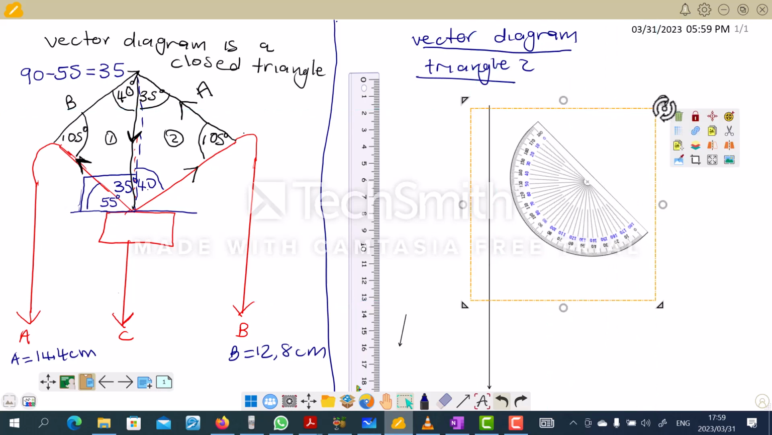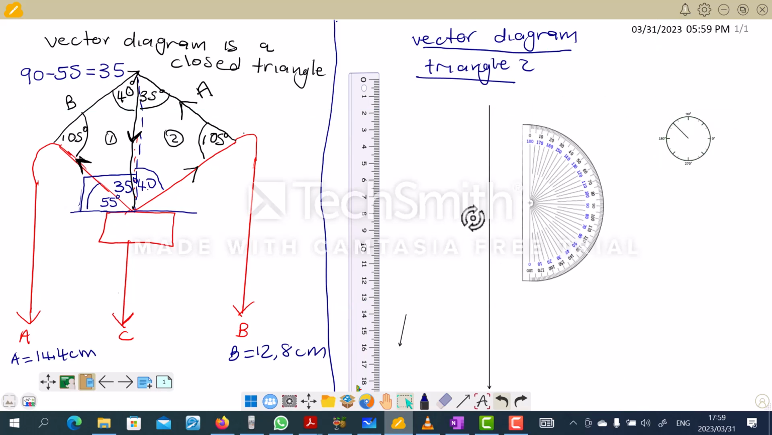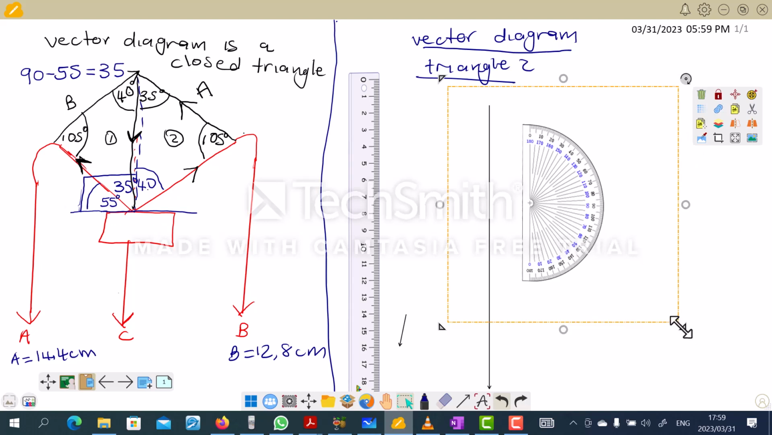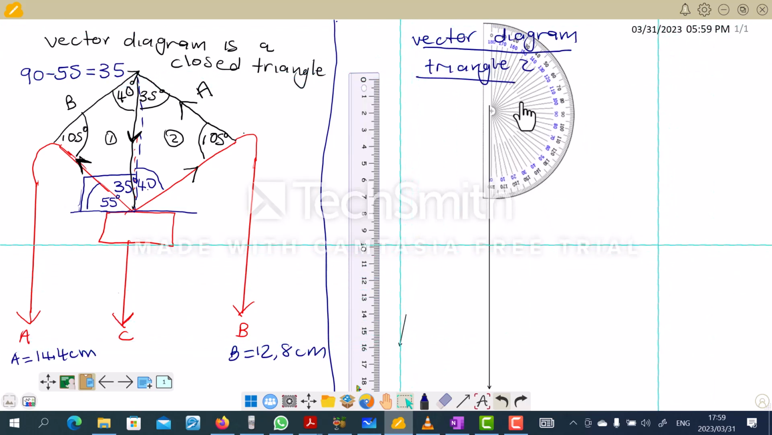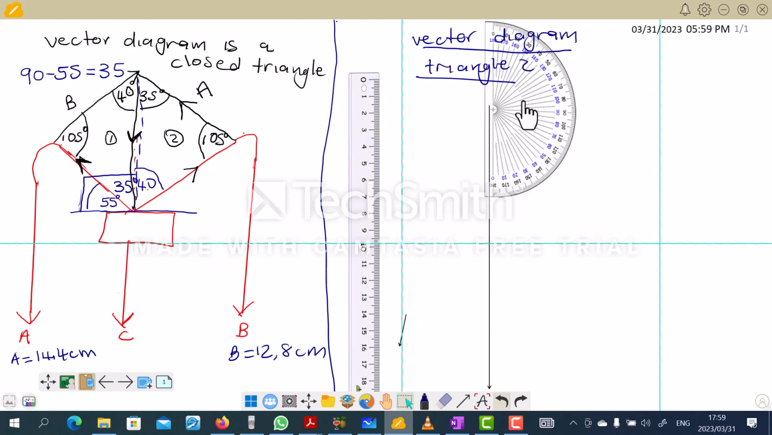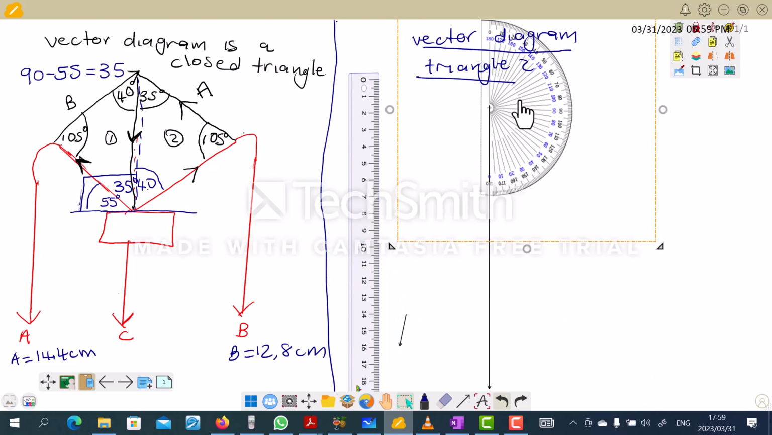Okay, let me rotate it to this other side. So I'm going to use my protractor now to find angle 35. So let me put the protractor like this. It's not easy. I'm trying my best. So the reference angle, which is 0, must be straight on top of the line, which was vector C. So we're going to count now.